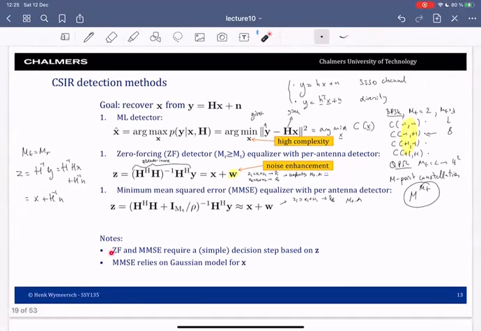Okay, so some notes here. We've seen that zero forcing and MMSE require a simple decision step based on Z. Each element in Z is directly each element in X plus noise, so we can recover the individual elements of X from the individual elements of Z. So we have linear complexity. Of course, we need to compute these inverses, and this has some complexity as well. And also, as I mentioned, the MMSE detector relies on a Gaussian model for X.